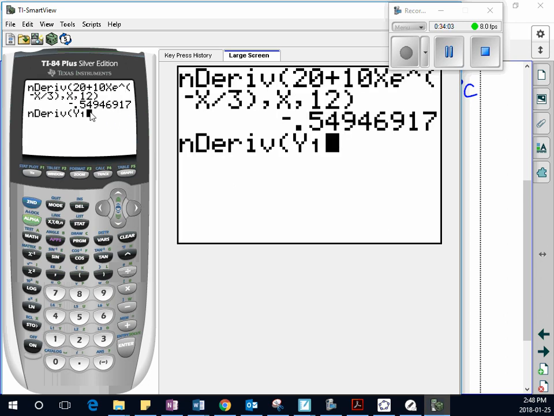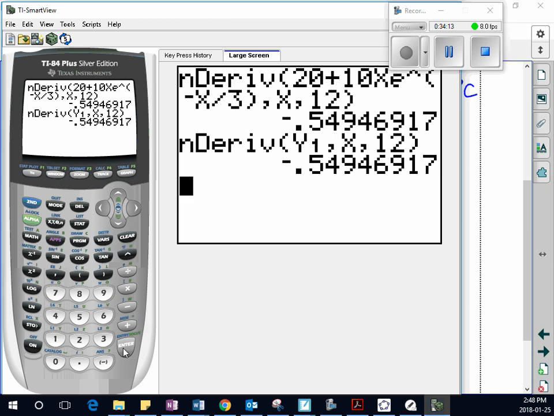Okay, so then I have y1, and then I'm going to do comma x, comma 12, and then I get the same answer that I did the other way. Why would I do this? Because in C, I need to do the same thing again with that equation, but as an integral, so this will save time in the end. And you might say, well, no, it doesn't really. I'm pretty fast at typing. Whatever. I'm just trying to give you an option here, okay?